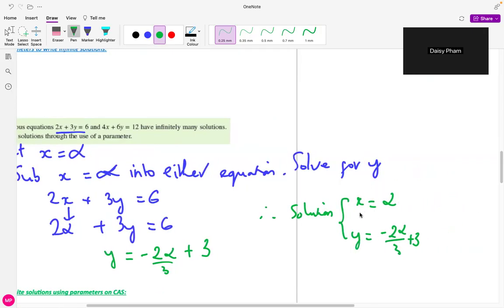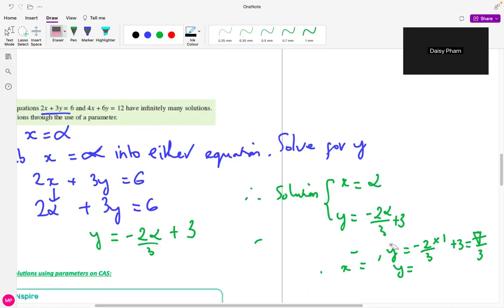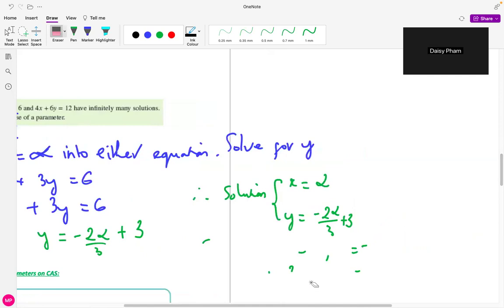So alpha can be anything you want. So let's say alpha equals 1. Okay, so if alpha equals 1, then x will be 1. And y will be negative 2 thirds times 1 plus 3, which gives you 7 over 3. So for alpha equals 1, you get a solution for x and y. But if you change alpha to 0, you're going to get a different solution for x and y. All right, so you have infinite solutions for that reason. Different alpha values will give you different solutions.